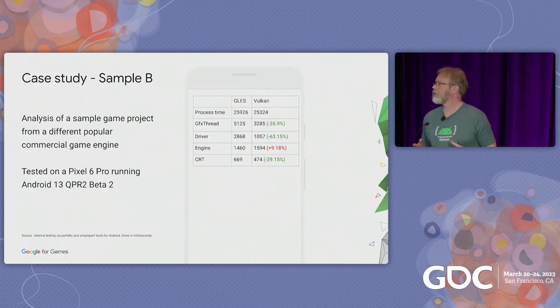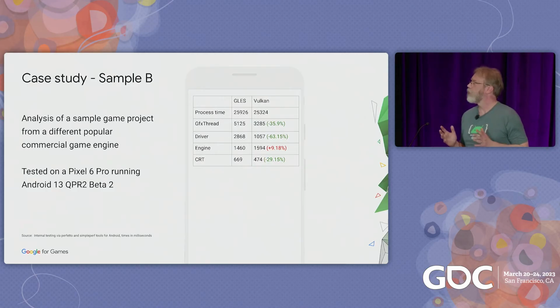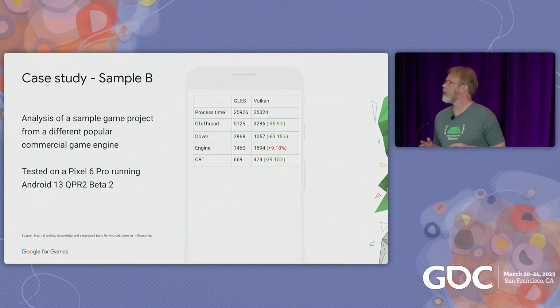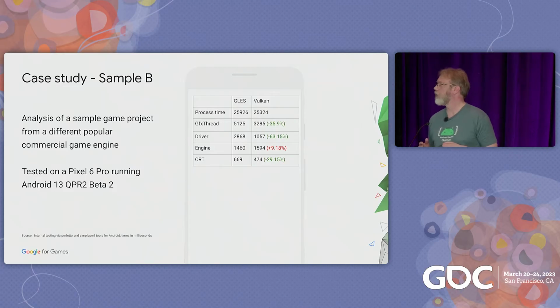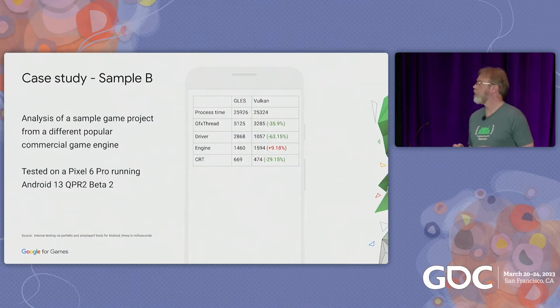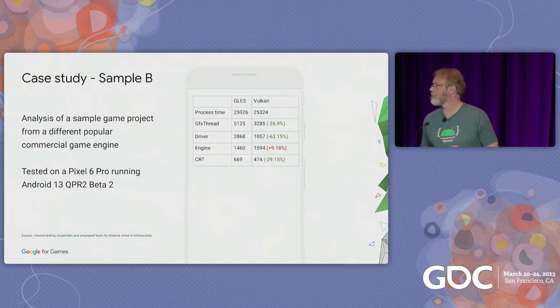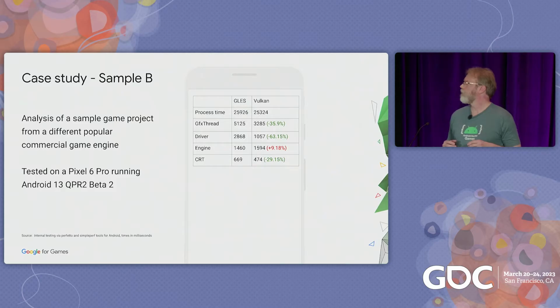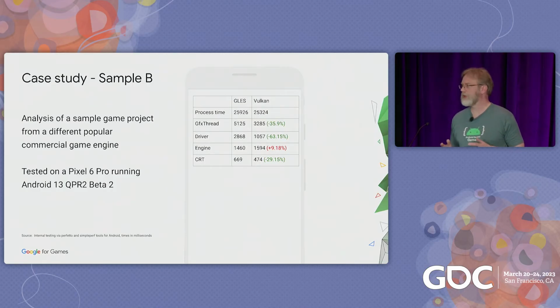Looking at sample B, which is a totally different engine, we see similar results. The graphics thread is about 35% less in Vulkan versus GLES. The engine is about 9% more time, so it's a bit more time, but slightly less than the other example. In this case, the C runtime library is doing a lot less copying and memset. It's almost 30% less time. So these are, generally speaking, representative of the kind of results you could expect to see if you were using a popular commercial game engine on Android, on GLES versus Vulkan.